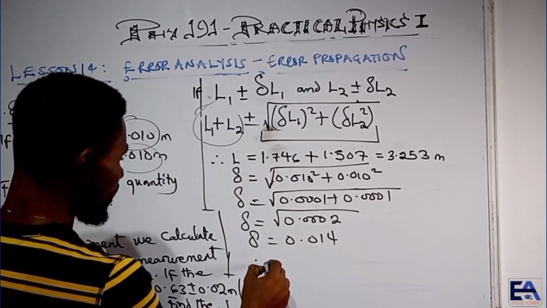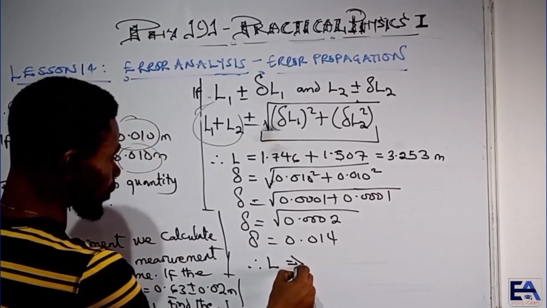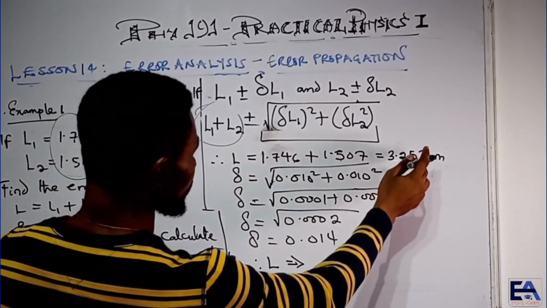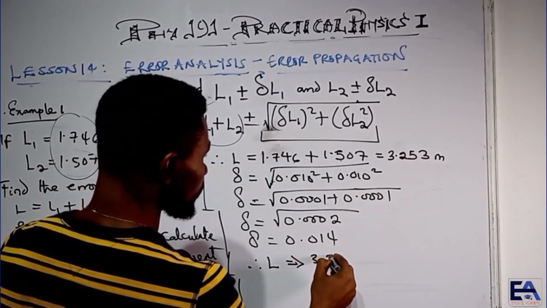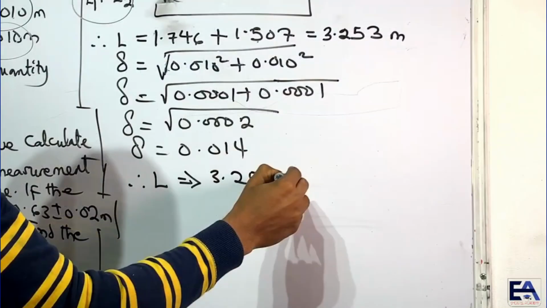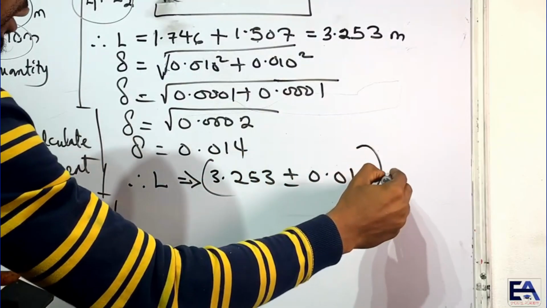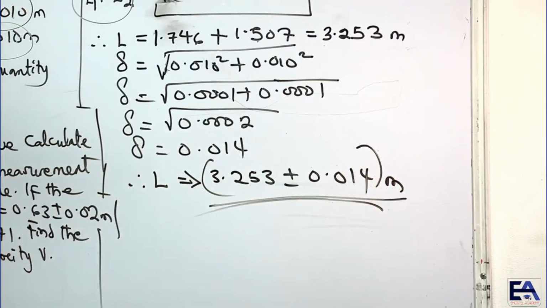So therefore, L is going to be equal to the average. What's the sum you got earlier? The sum we got earlier is 3 points. So you have 3.253 plus or minus 0.014, all in meters. So that is the answer for that.